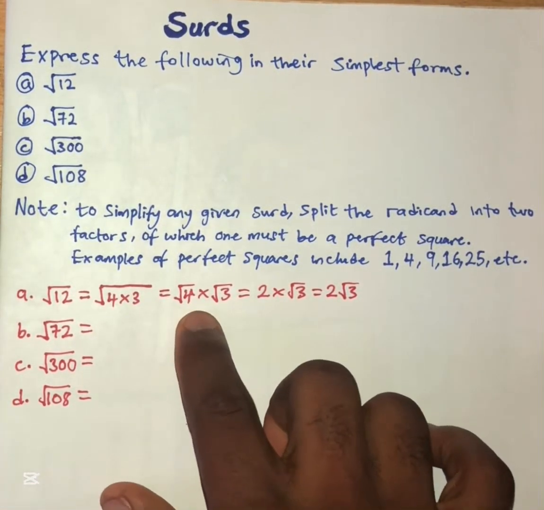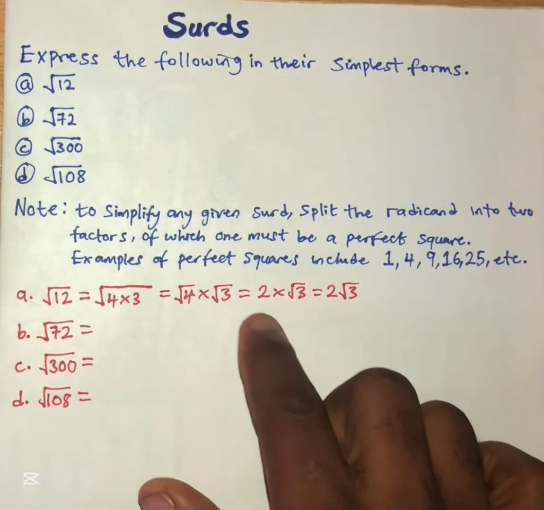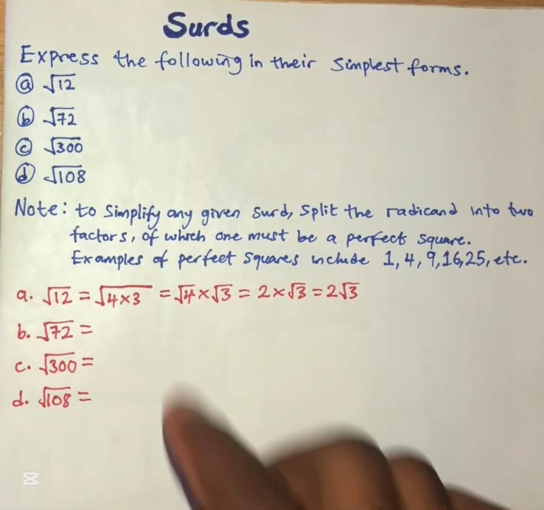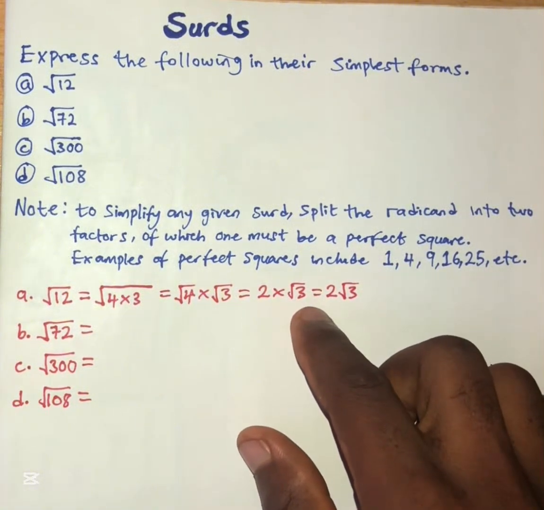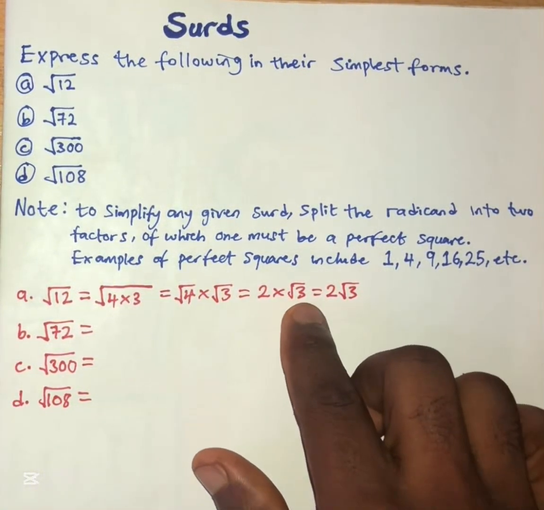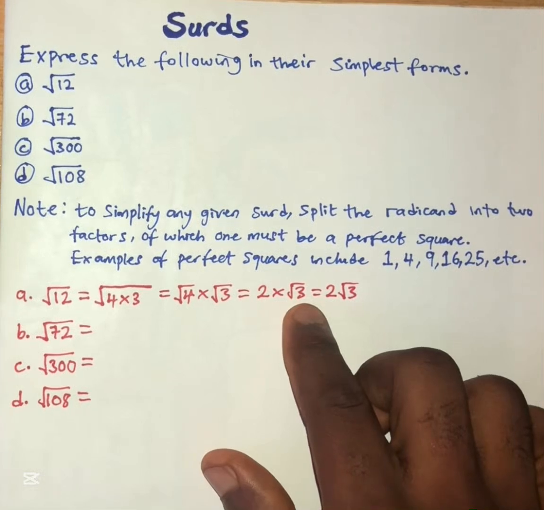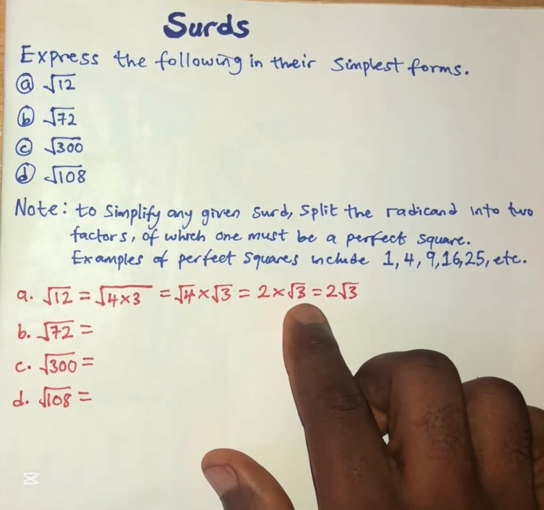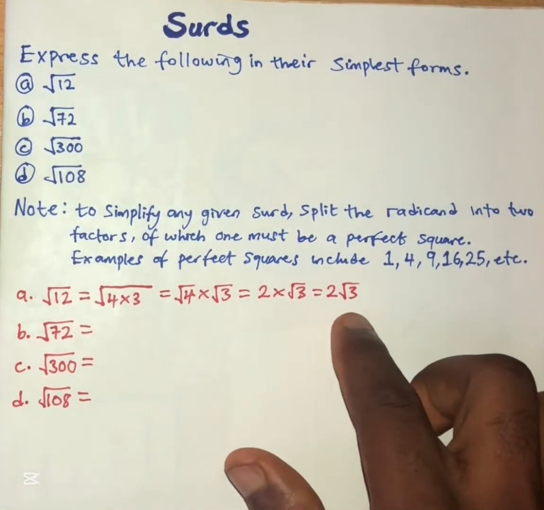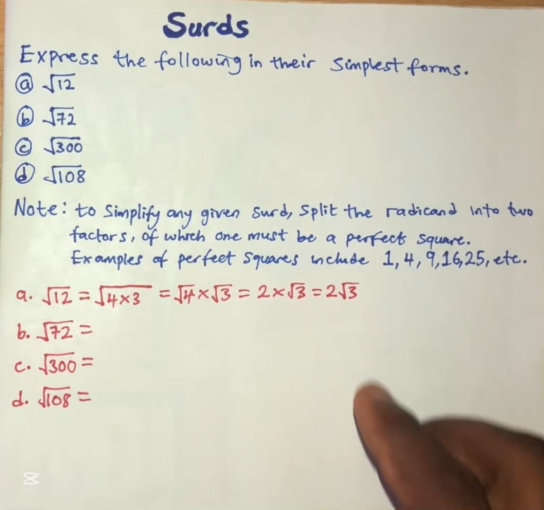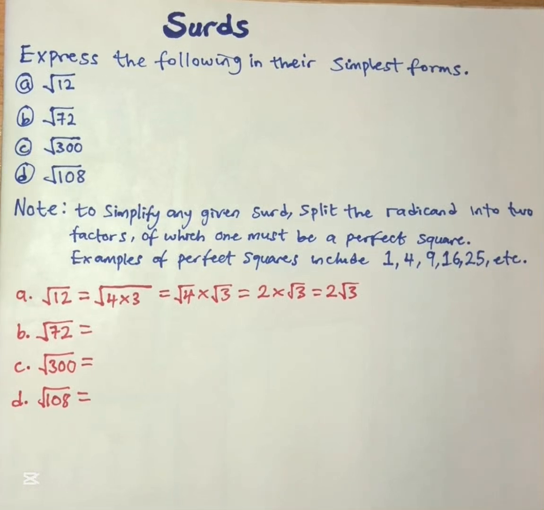So I'm going to have root 4 times root 3, then equal to square root of 4 now. I know that that's 2. So I'll just say 2 times square root of 3. I'll leave square root of 3 like that because if I find the square root of 3, it gives me a decimal number, and I want to avoid that. So my answer is 2 root 3. So we're going to use that idea to solve the remaining questions.